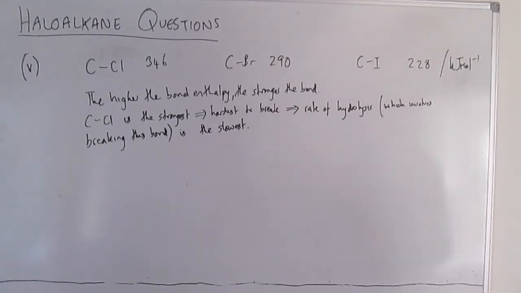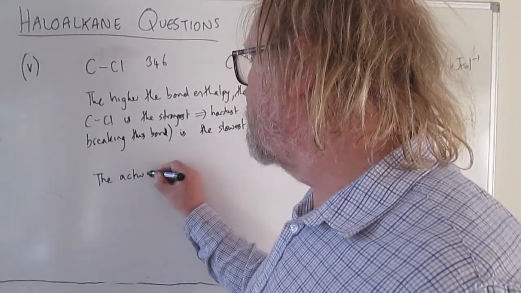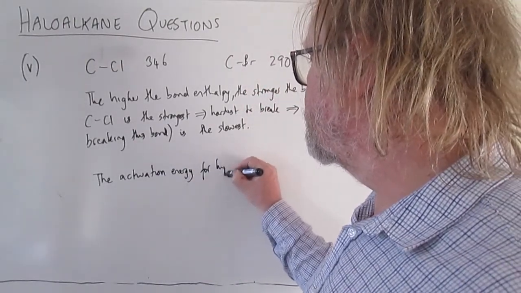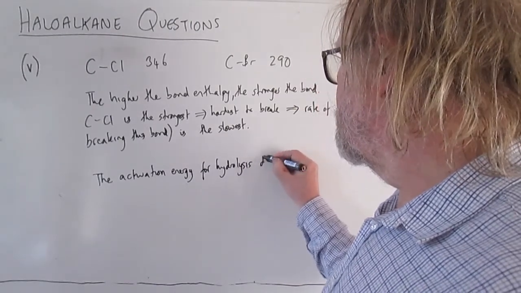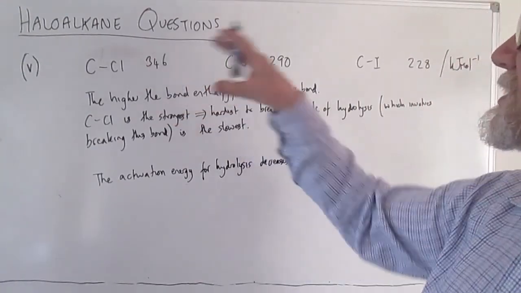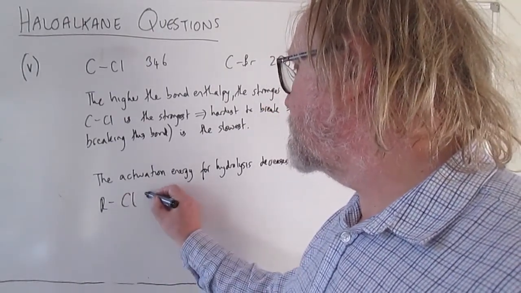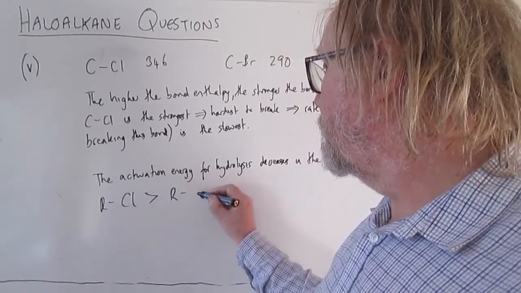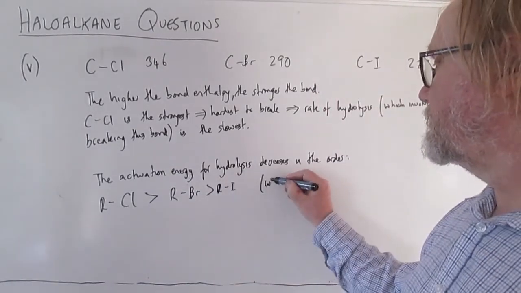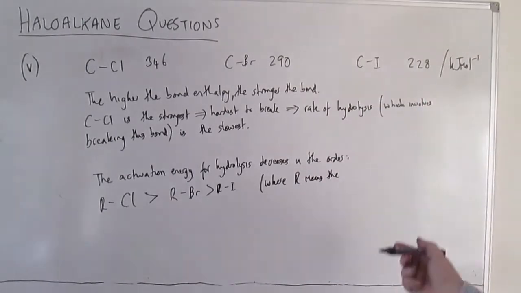If you want to put it in a bit more detail, you can do so by saying that the activation energy, and again this is something we'll talk more about later on when we talk about rates of reaction, the activation energy for hydrolysis decreases in the same order as the strength of the bond. So the chloroalkane is the strongest, with the highest activation energy, and then the bromoalkane, and then the iodoalkane, where R just means the organic group, which could be a methyl group or whatever.